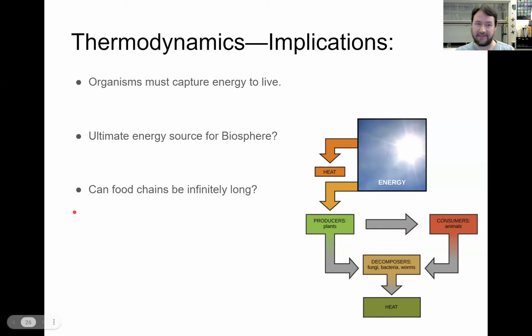Now, because of this, can food chains be infinitely long? The short answer is no. There's an inefficient transfer of energy at every step. So at some point, it's going to be so inefficient that it just doesn't pencil out for a larger predator to be consuming some other predator. We'll visit this again when we talk about ecosystems.